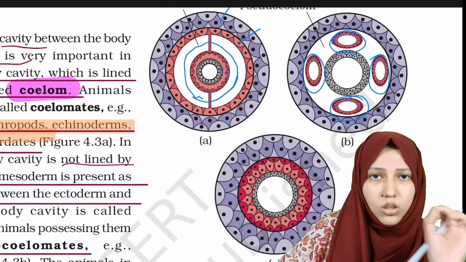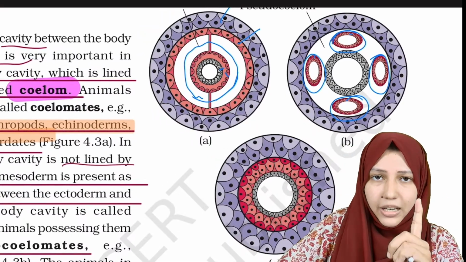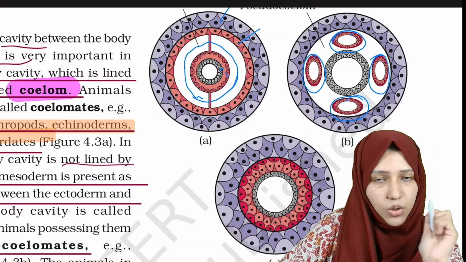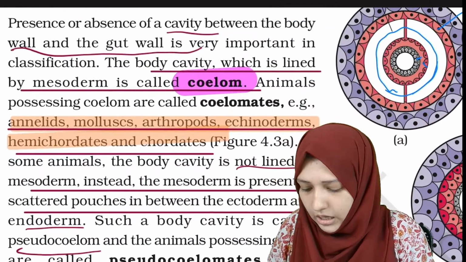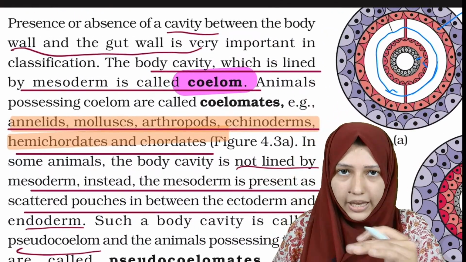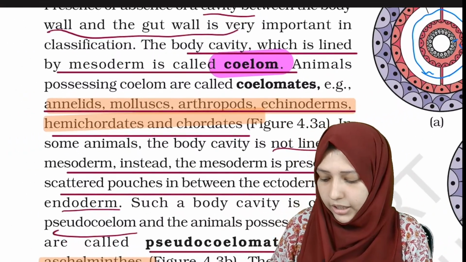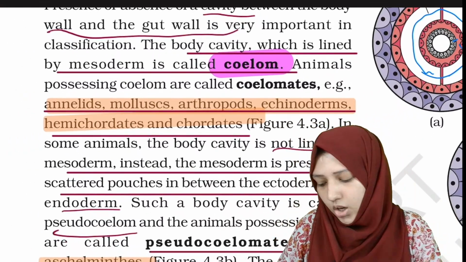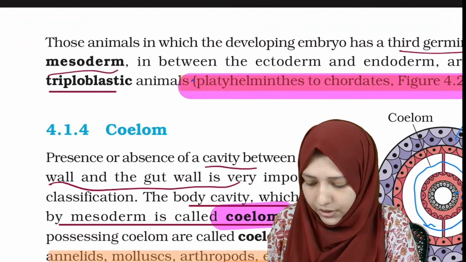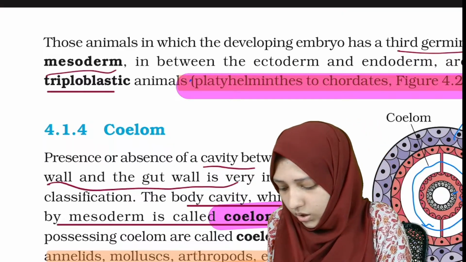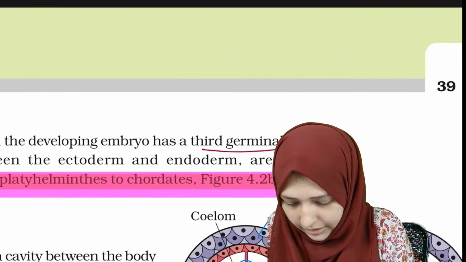Just remember, pseudocoelomates is only one phylum. Who is this pseudocoelomate phylum? Aschelminthes. Okay, Aschelminthes is pseudocoelomate. Okay, clear? And who all are coelomates? All the higher phyla will be coelomates. Okay, annelida, mollusca, arthropoda, echinodermata, hemichordata and chordata. So just remember this. If you study from this part itself, it will be easy when you come to the particular phyla. Okay, just write it here.